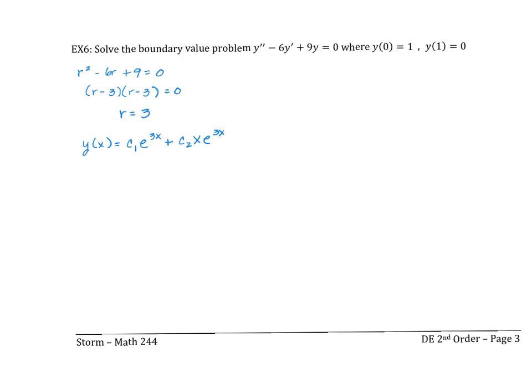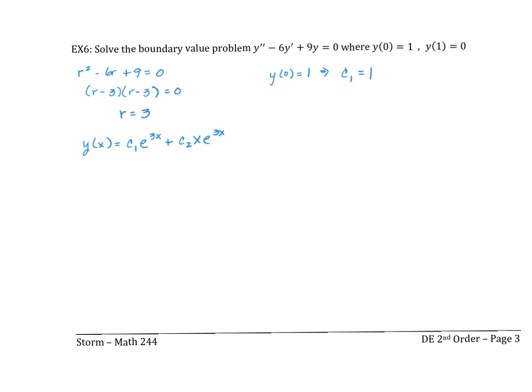And I have this condition that y of 0 is equal to 1. Plugging in, if I put in 0, the c sub 2 term is gone because it's times x, which is 0. That gives me that c sub 1 is equal to 1, which is great. But I still need c sub 2.